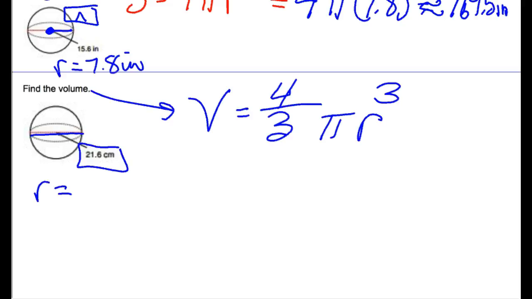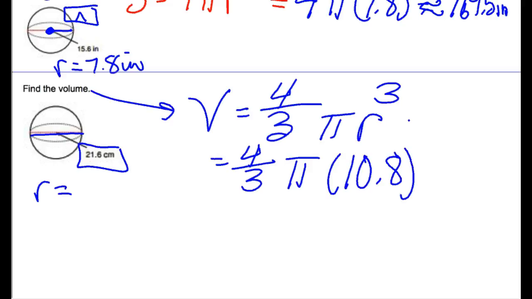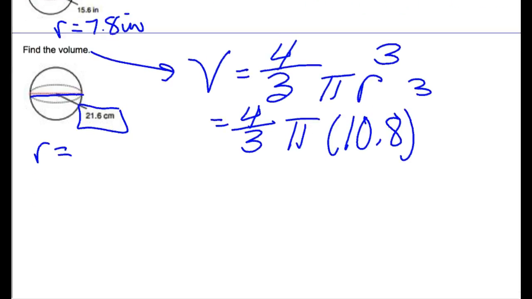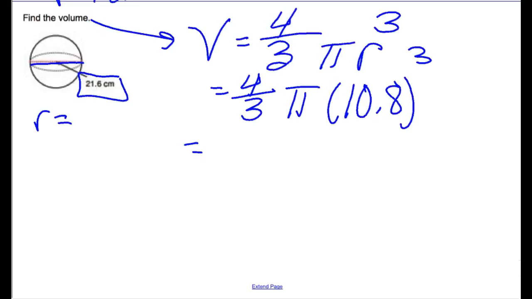So my radius, I'm going to take that 21.6 and cut it in half, which gives me 10.8. So I'm going to do 4/3 pi times 10.8 cubed. I'm going to go to my calculator and hit 4 divided by 3 for 4/3. You should make sure you're working this out on your calculator.